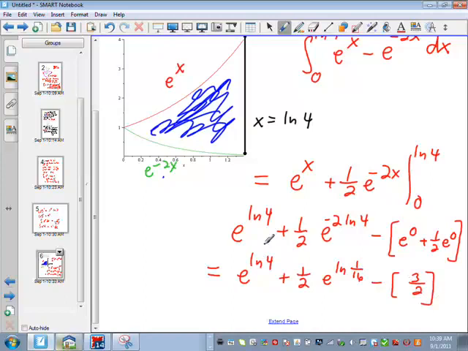How did I get that? So this minus 2, we can make the power of 4. So the natural log rules: you can bring this minus 2 over and make that the power of 4. 4 to the minus 2 is 1/16. 1 plus 1/2 is 3/2.